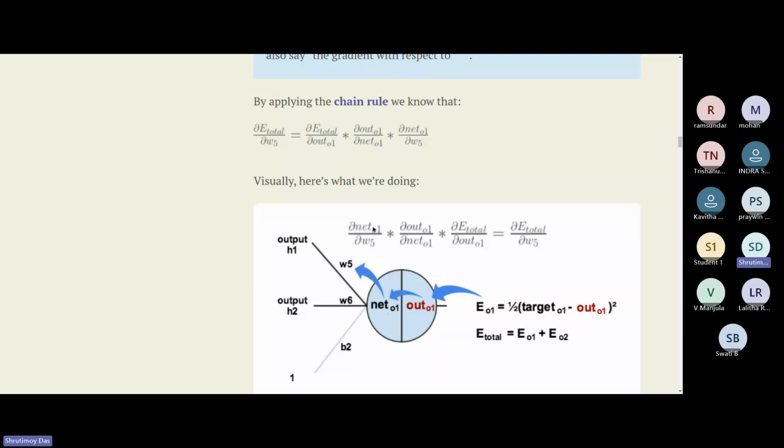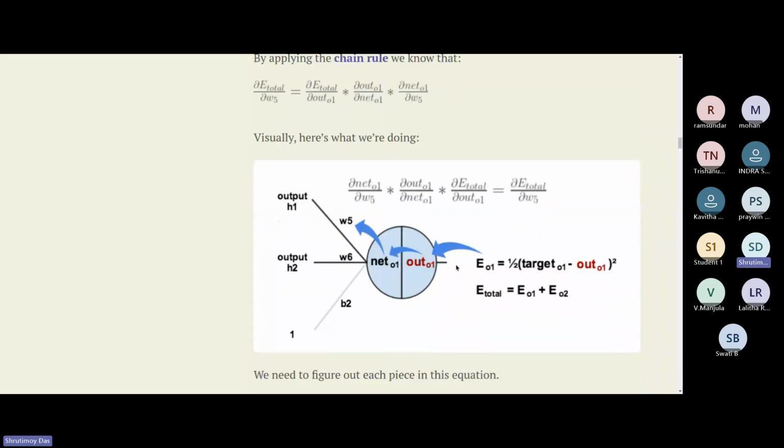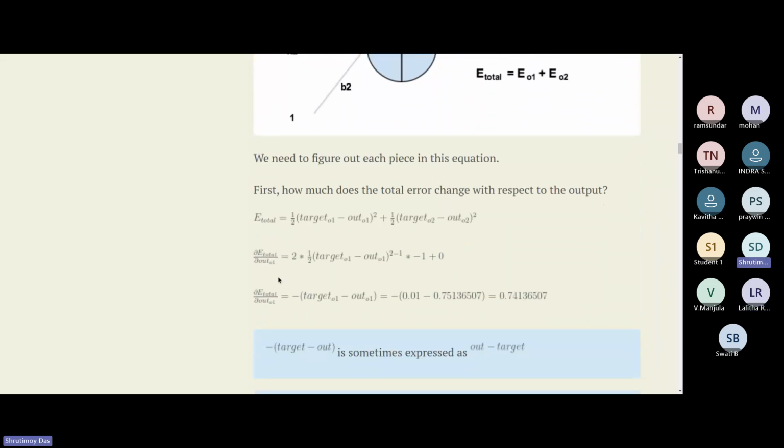So this net O1 is your output. Okay, sorry. This E total is your loss. It depends on out O1, which is this. Then out O1 depends on net O1, which is the pre-activation, and this net O1 depends on W5. So this is the chain rule that you get, and this as a whole gives how much W5 influences your loss. So that is how we calculate all of this.